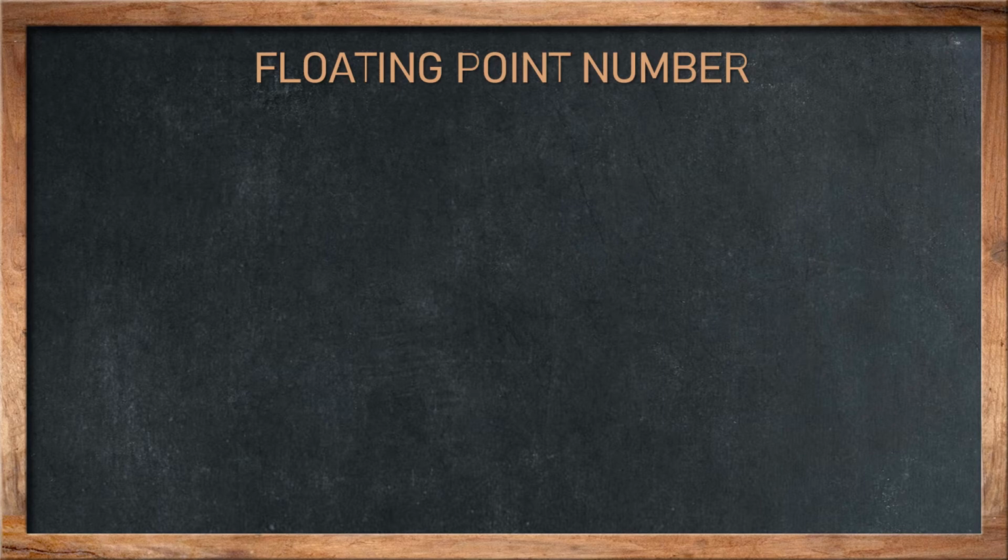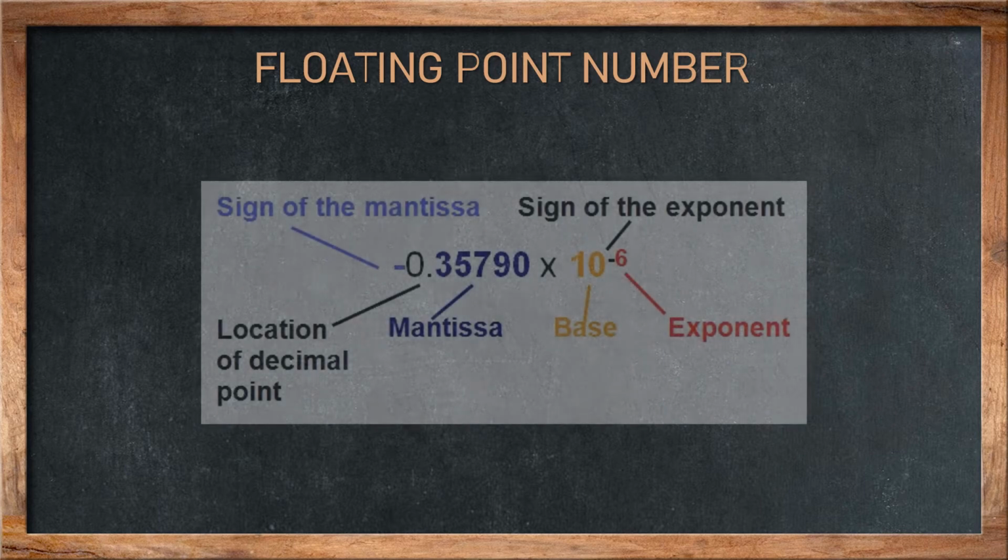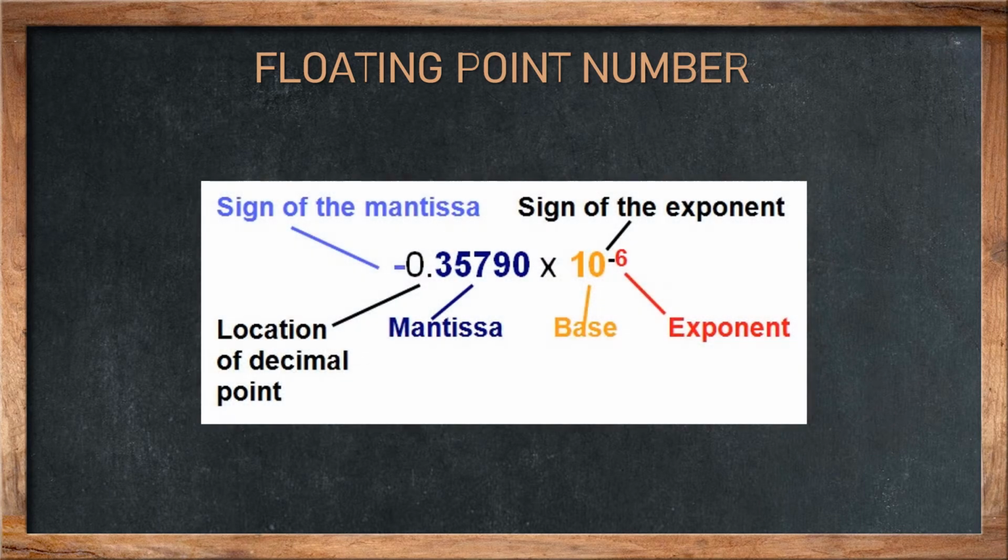Now let's understand the floating point number and its different parts. Here we have one number, that is minus 0.35790 multiplied by 10 raised to minus 6. Why we have written this number in this format, we will see in this video.